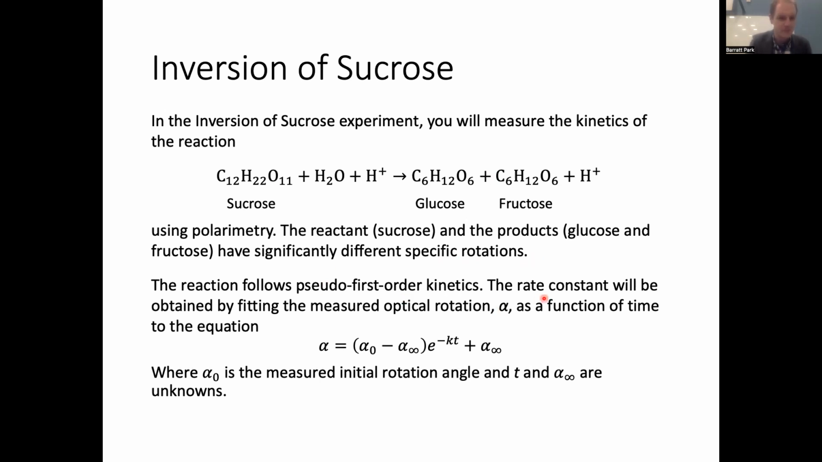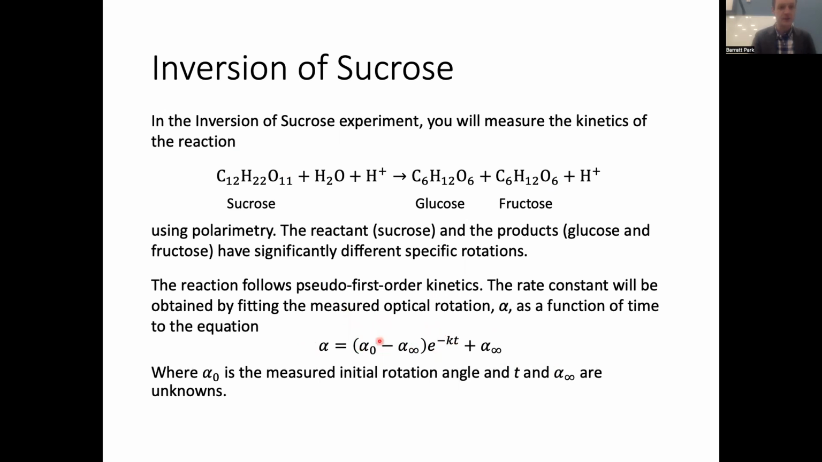And the reaction is going to follow pseudo first order kinetics. And you can get the rate constant by fitting your rotation angle alpha versus time t to this equation shown here. I'm not going to derive this equation right now. You can read about the derivation in the lab manual as you get ready to do this experiment. And then you'll understand where this equation comes from. But basically, it involves three parameters: alpha naught, alpha infinity, and k. K is the rate constant that you want to determine.